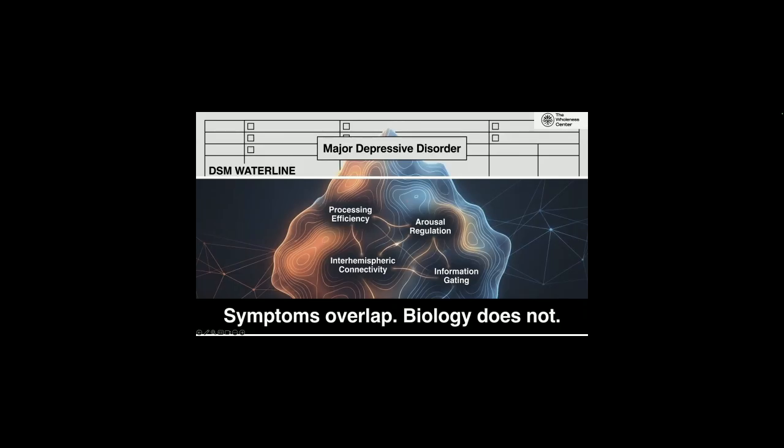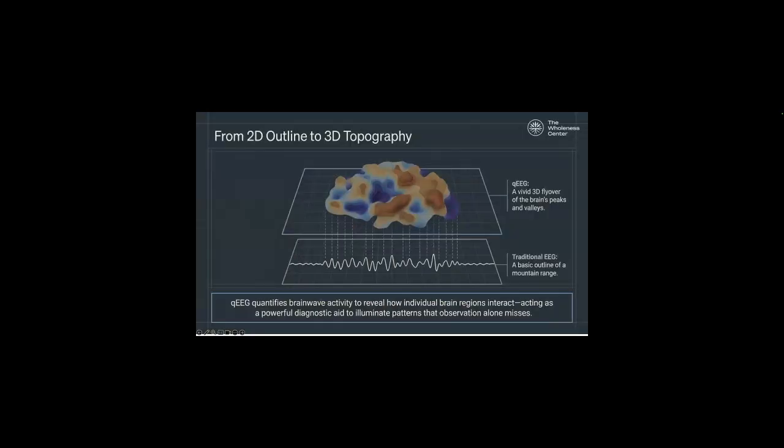So I like this line: symptoms overlap, but biology doesn't, okay? And this is where everything changes. This is where we go from F32.9 to actually understanding the underlying biology and the underlying brain patterns, okay? So this is what it looks like in practice. How brain mapping comes in is where we move from a flat signal, like these squiggly lines here, okay? This is a basic EEG outline. I equate that to looking at a mountain range. It's like taking a picture of the Front Range, here in Colorado.